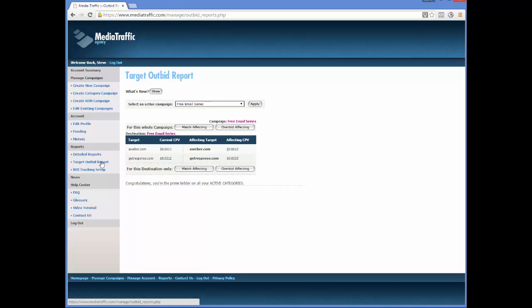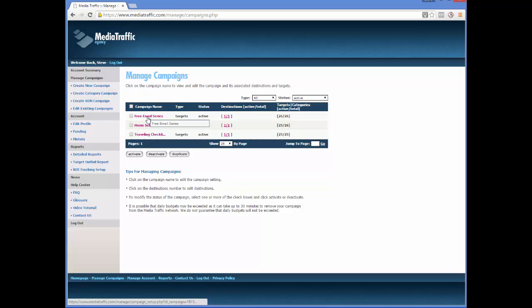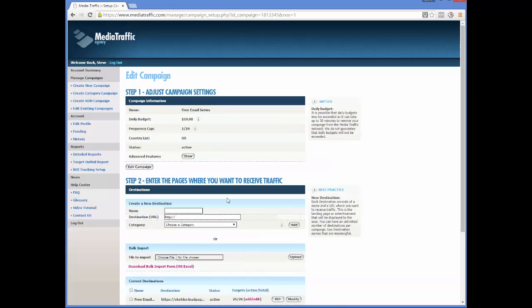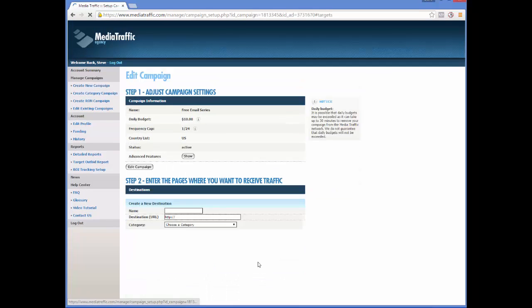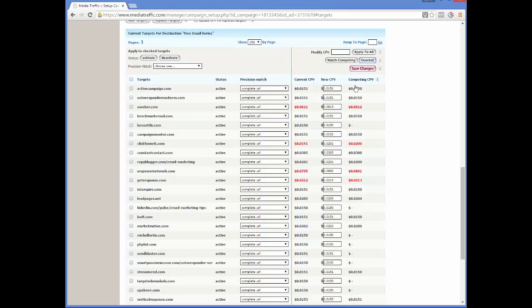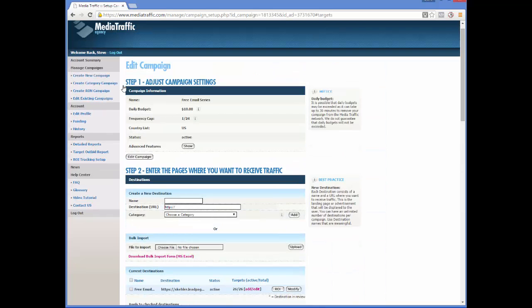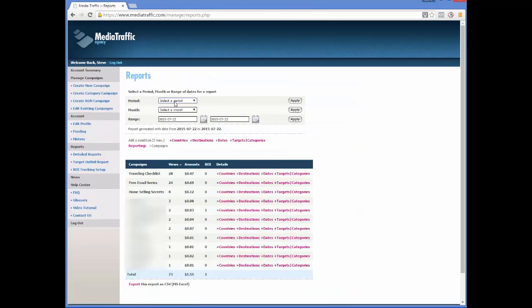So I recommend against going into this target outbid report, and rather go into editing your existing campaign and looking at your URLs. And there again, you can always choose to overbid them all by saying overbid here, and that increases your bid on all of them, and then hitting save. You're automatically the highest bidder on all of them. So I'm not going to do that right now. Now let's go back into our reports. So detailed reports. We've selected this month.